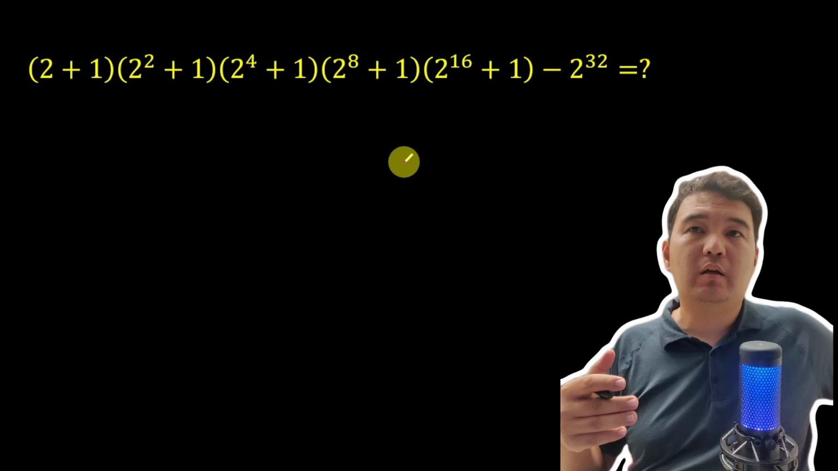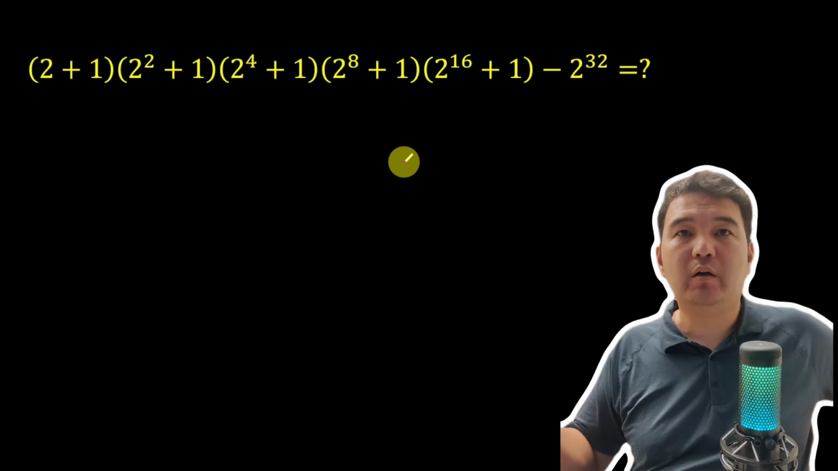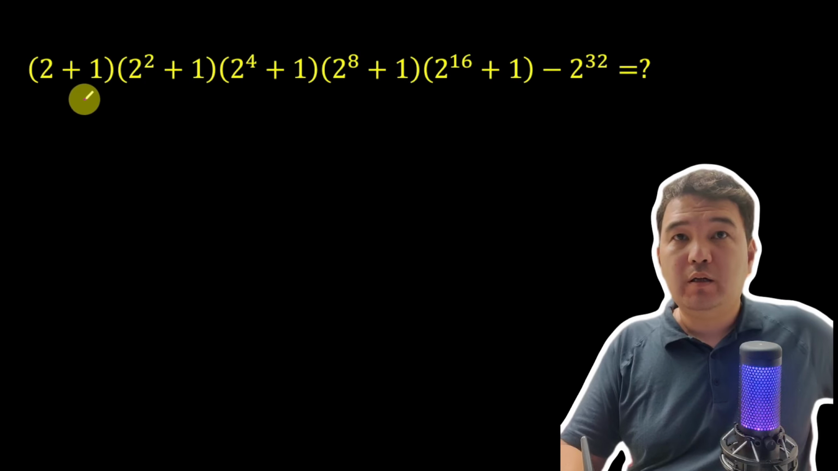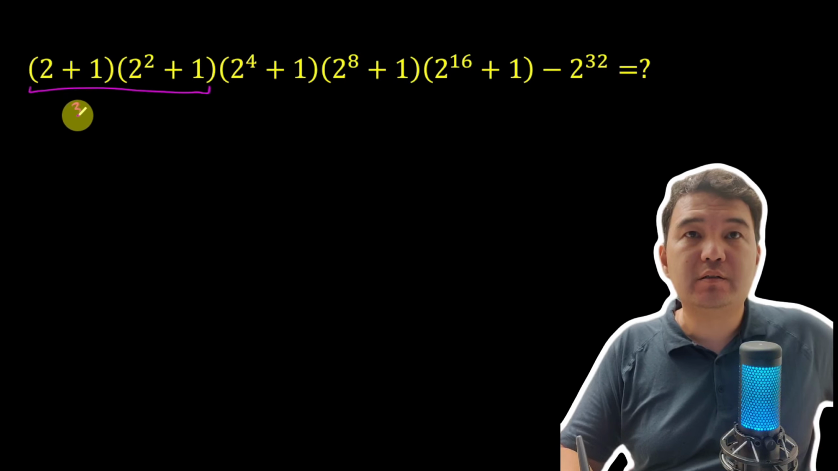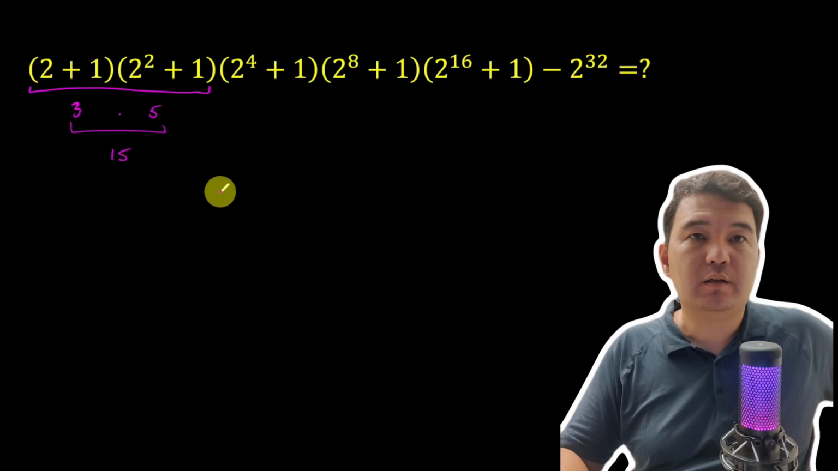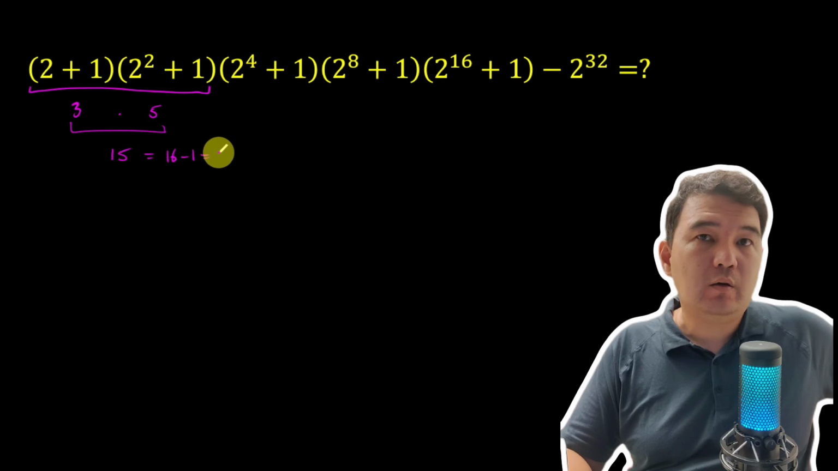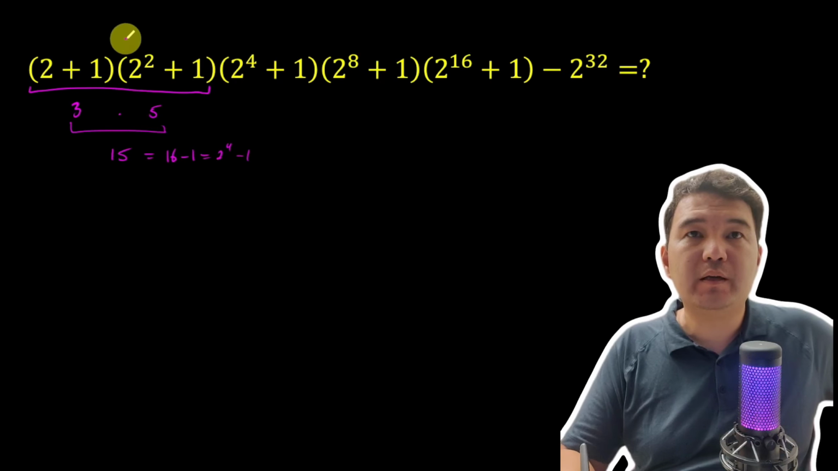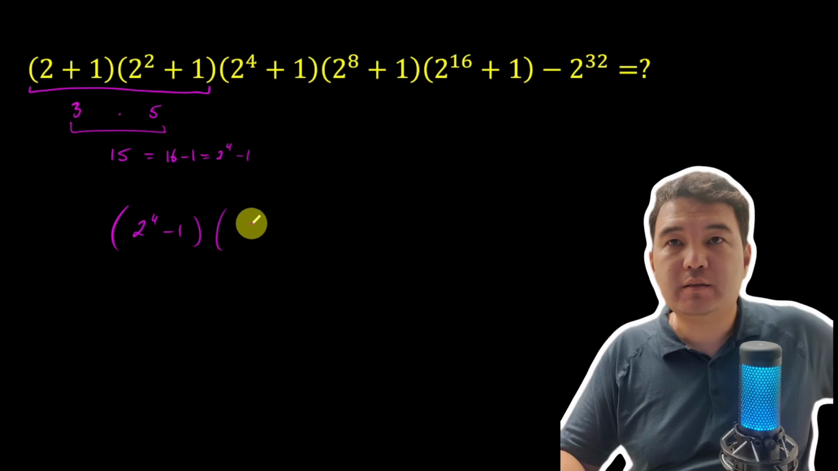And finally, we have the following problem. What I'm going to do here is evaluate this part. This part is 3 times 5, which is 15, right? And we know that 15 is 16 minus 1, or 2 to the power 4 minus 1. So let me replace this part by 2 to the power 4 minus 1, and the rest is the same.